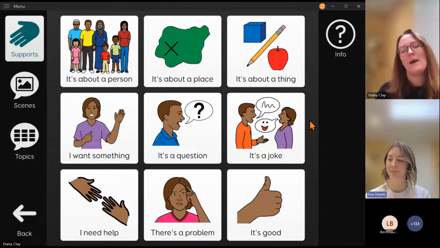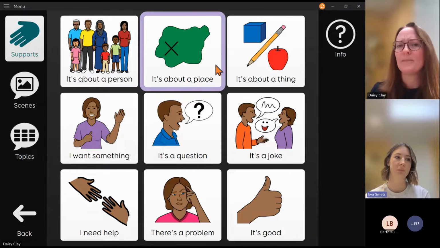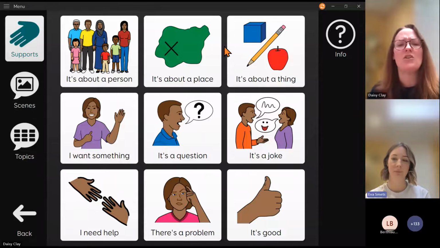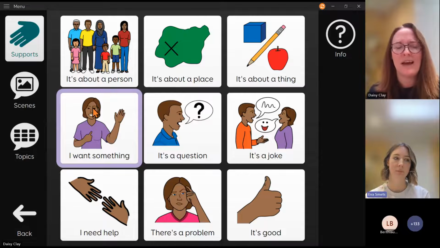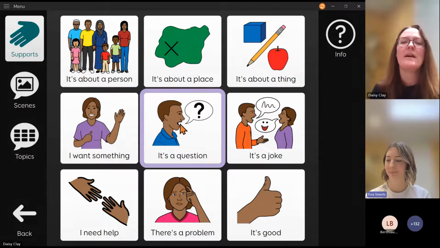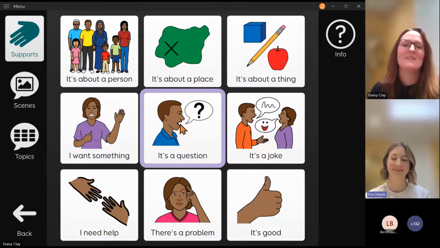So maybe a person with aphasia has pointed out the window, and then their communication partner could use this grid to try and work out, okay, are you telling me it's about a place? Is it about outside? Are you telling me that you want something that's outside? Are you asking me a question that's outside, and so on? So if someone can indicate yes and no, you can try and narrow down what it is they're trying to tell you. And we had lots of examples of using this in user testing.